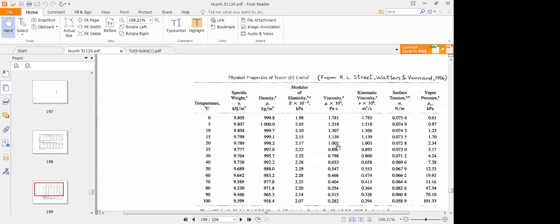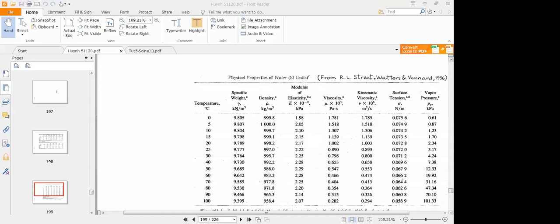But viscosity depends on temperature. Okay, viscosity times 10 power 3 equals 1.002. So viscosity will be equal to 1.002 times 10 minus 3. You see, viscosity times 10 power 3 equals 1.002.